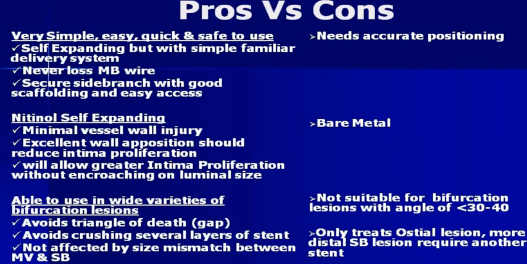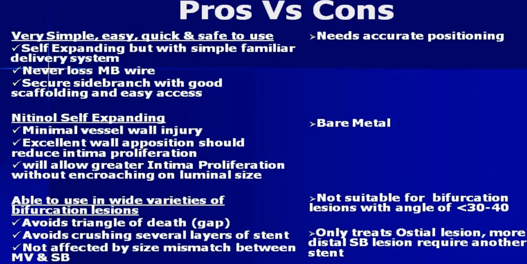It can be used in a variety of situations. Of course, it may not be that suitable for very low, shallow-angle bifurcations, but otherwise it can be used in a variety of cases. It avoids the triangle of death, the gap that is there if you're using T-stenting. It avoids crushing several layers of stents, as in crush techniques, and it's not affected by size mismatch between the main vessel and side branch.